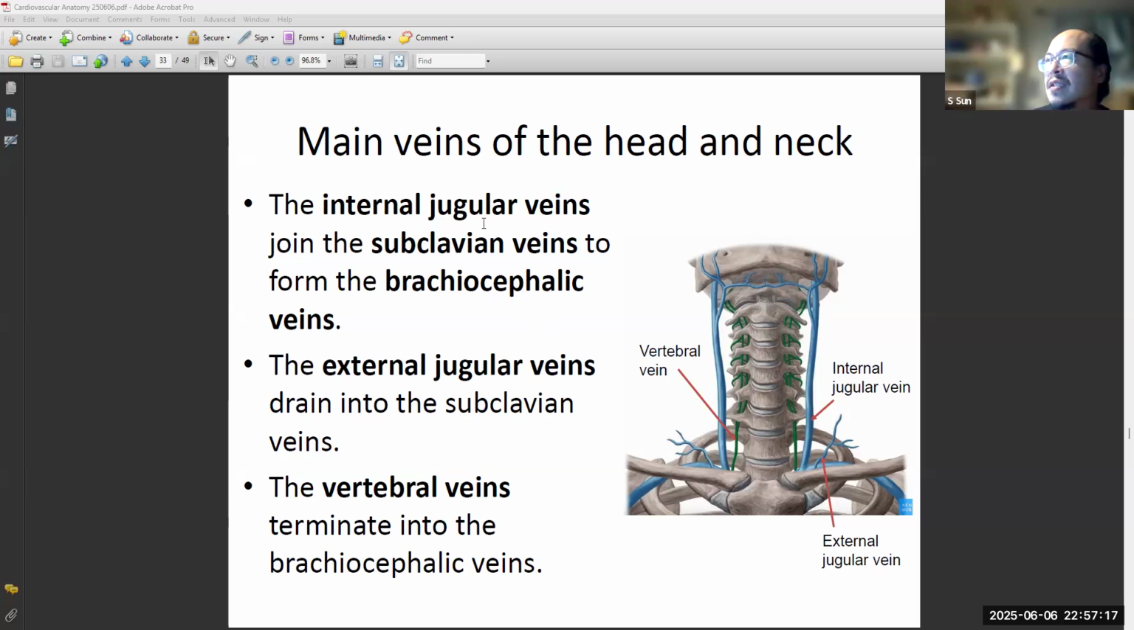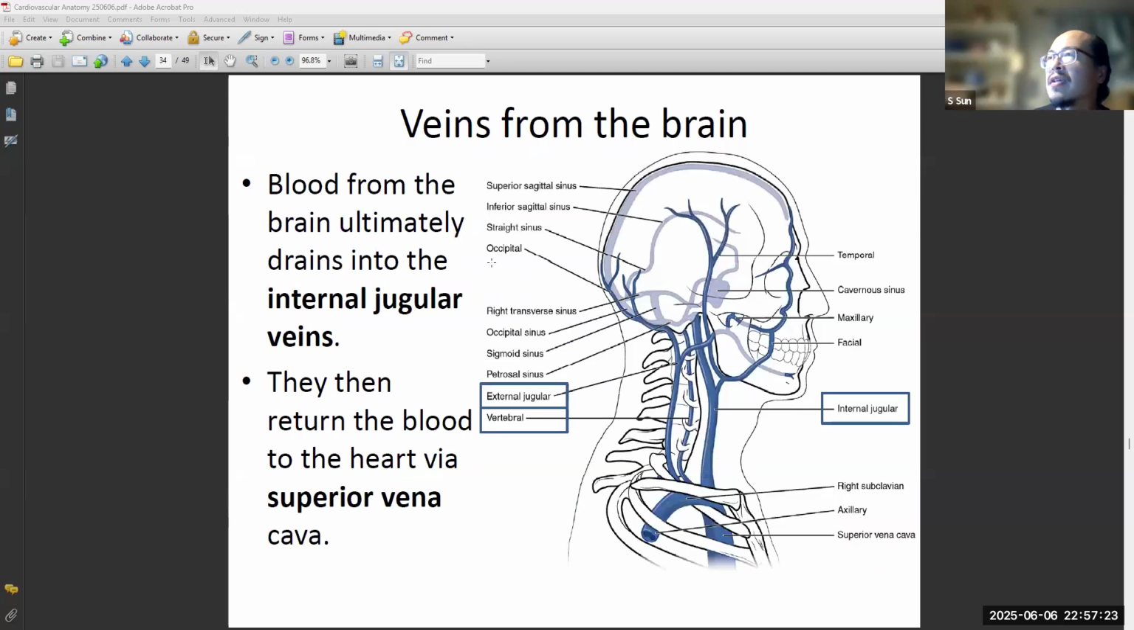The key thing here is the internal jugulars drain the blood from your brain. So right here, this is the most important one. The blood from your brain, because the brain is an important organ, and we want to make sure that we have good drainage. And that good drainage is the internal jugular. So a quiz question can be, which of the following vessels drain the blood from your brain? That is the internal jugular veins.